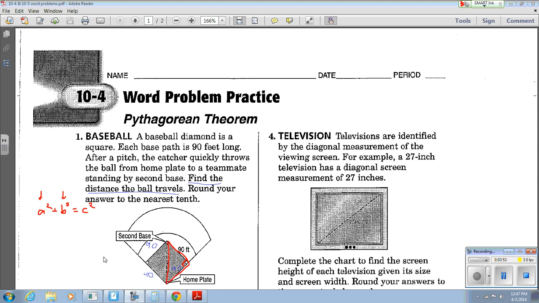I would pause the video at this point and do this problem right here, the baseball problem. All right, now that you've paused the video, let's move on. Let's take a look now at problem 2.